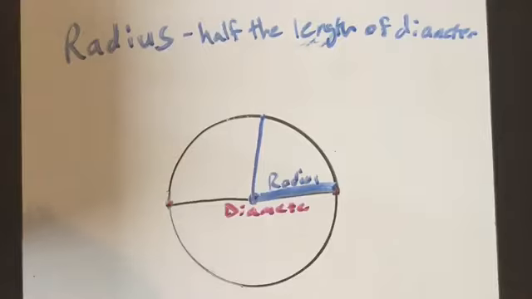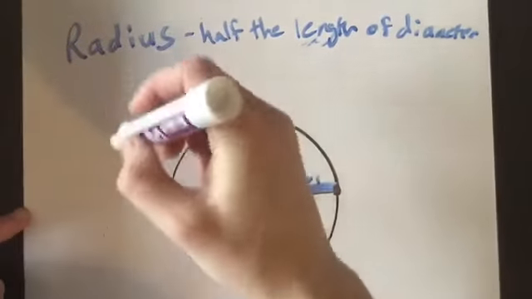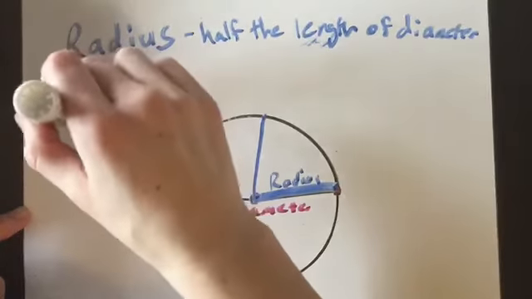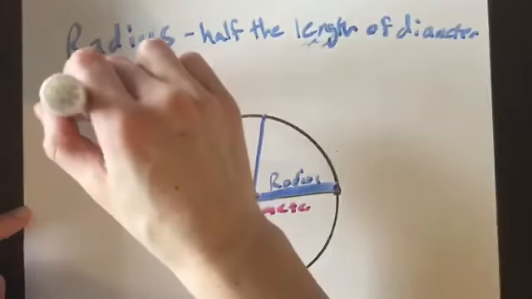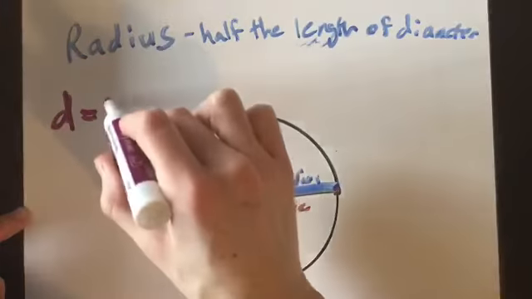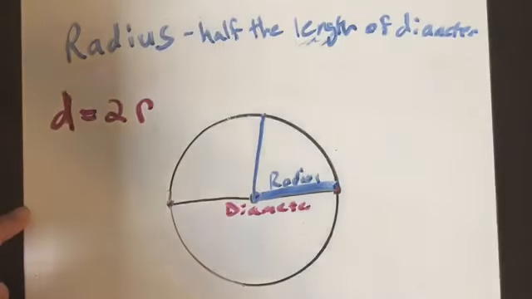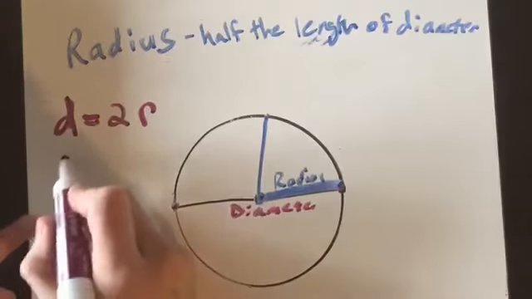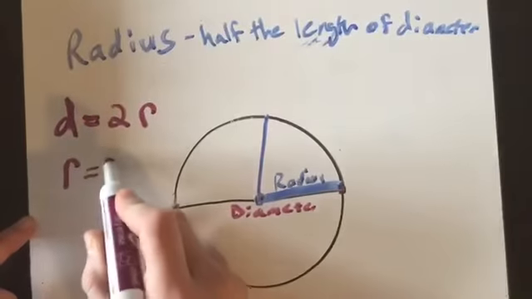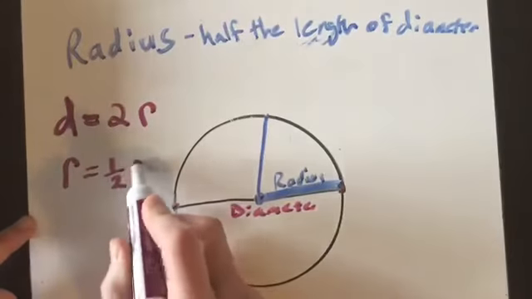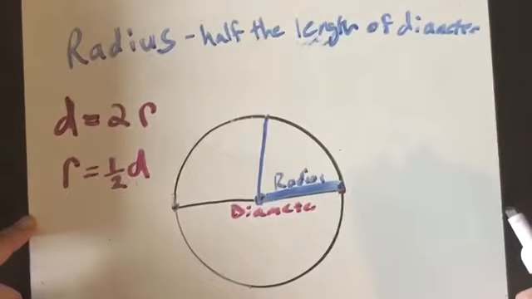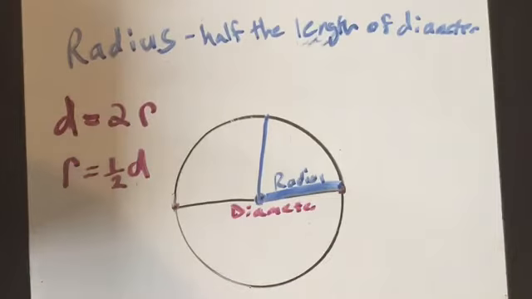Okay, so just to go over it again, the relationship between our diameter and radius: if I use D for diameter, we could say that the diameter is equal to 2 times the radius. Or if we're talking about the radius specifically, we could say that the radius is half the length of the diameter. And that relationship is important to know and to be able to go quickly back and forth between it.